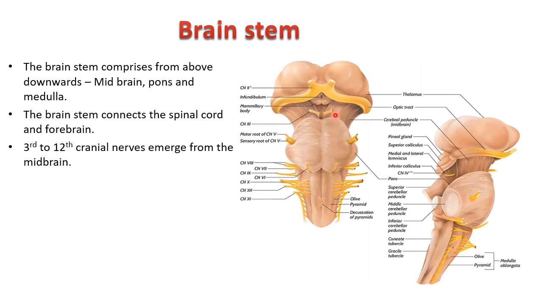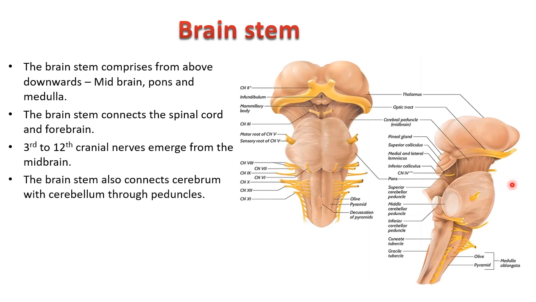So this is your midbrain, pons and medulla. This is the lateral view. The above part, bulged part, is actually the large sensory relay center, that is your thalamus. Okay. Now this brainstem also has connections with the cerebellum, which is here behind, by three peduncles.